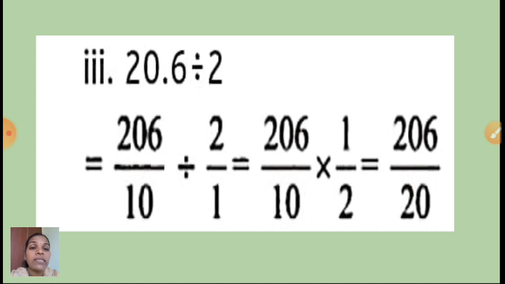First question, it has 4 sums. So that is third sum. First sum we solved already. Second one I had given for your homework. Did you complete your homework, children? Yes. Very good. So this is third one. 20.6 is divided by 2.